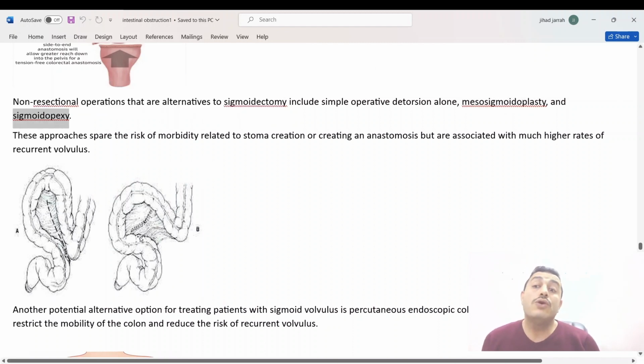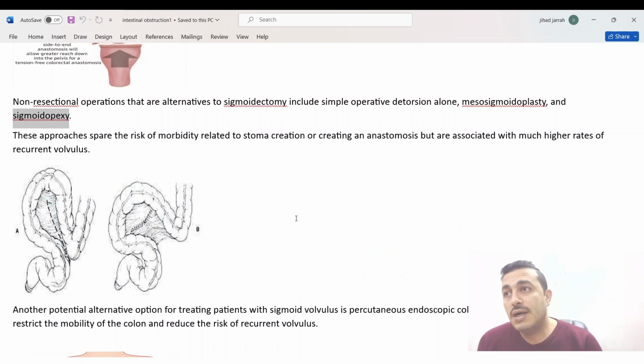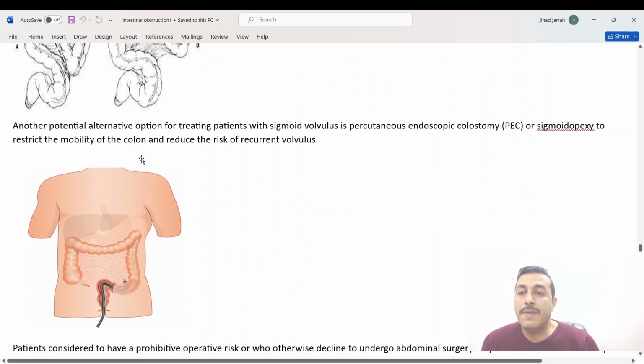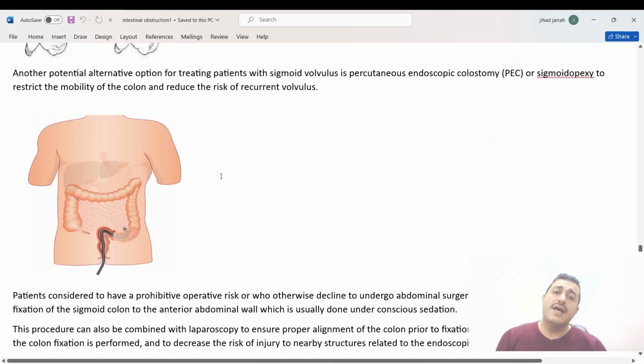Mesosigmoidoplasty and sigmoidopexy are associated with a high recurrence rate when we compare them to colectomies, segmental or subtotal. But, of course, they carry a lower rate of morbidity and complications. Another option that can be used for volvulus is what we call the percutaneous endoscopic colostomy.